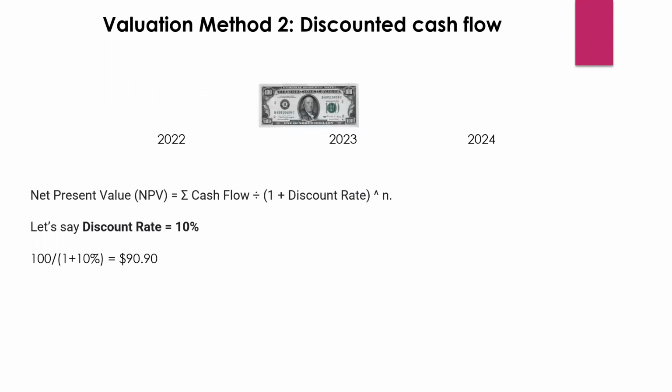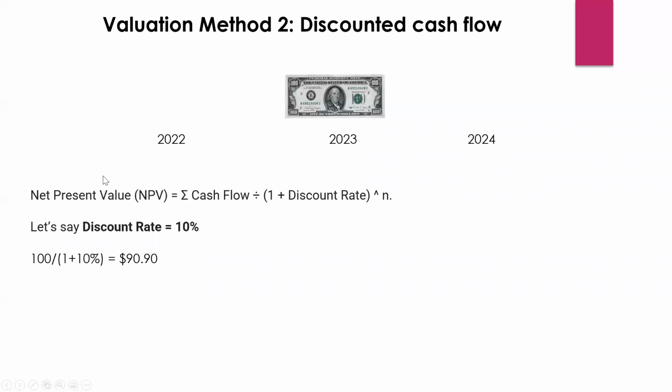But if a company is making $100 next year, will we pay $100 to that company? No, because as I was saying, the money the company makes in the future may not be worth $100. It will be less than $100. That is what we calculate, and that is what net present value is. The cash flow, that is $100, we divide by 1 plus the discount rate. How to calculate the discount rate, I'll take later, but I'm taking a 10% discount rate.